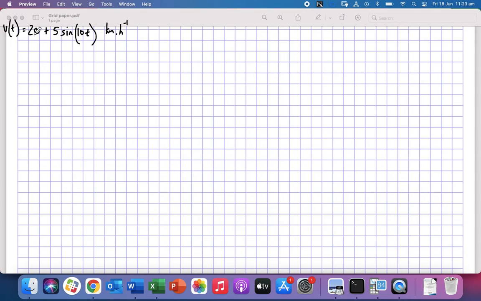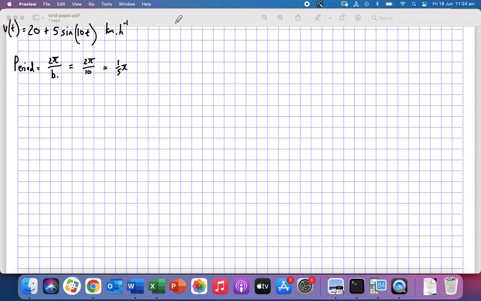Okay, so the principal axis is 20, the amplitude's 5, the period, maybe not so sure about that. Period for a sine wave is 2 pi on b, where the b value here is 10. So we get 2 pi on 10, which is 1/5 pi. So it's going to be roughly, what, 0.6-ish? 1/5 of pi.